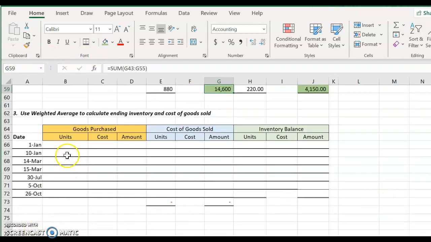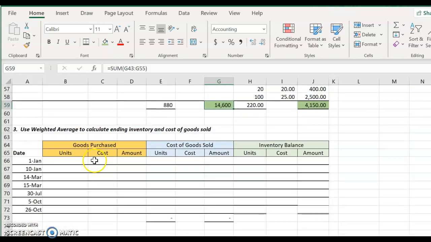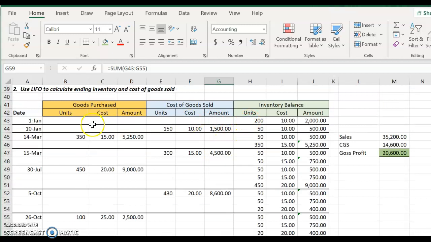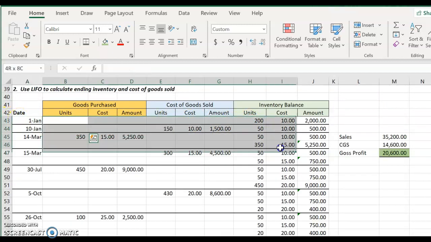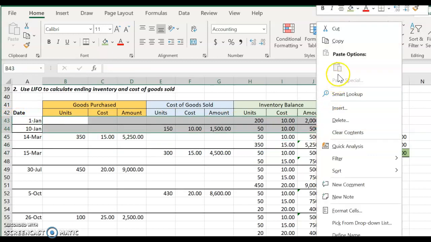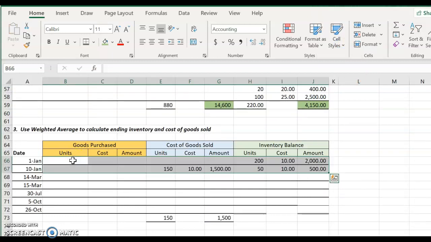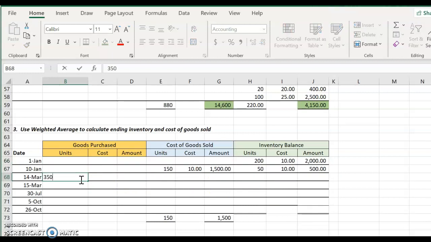Next, let's take a look at what happens in the weighted average method. Again, my beginning inventory is the same, so I'm going to bring that over. Actually, these two items are the same because we only have those goods to sell. So we're going to bring that down just like that. On the 14th of March, then we have a purchase for 350 units at a cost of 15, and we'll multiply that out.